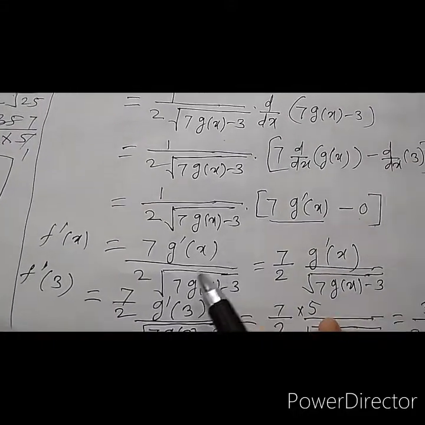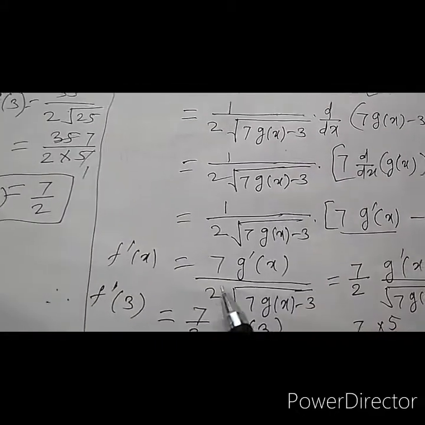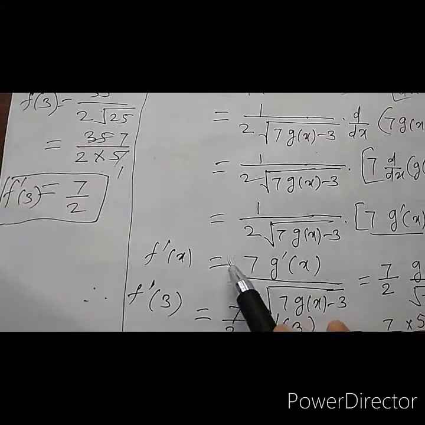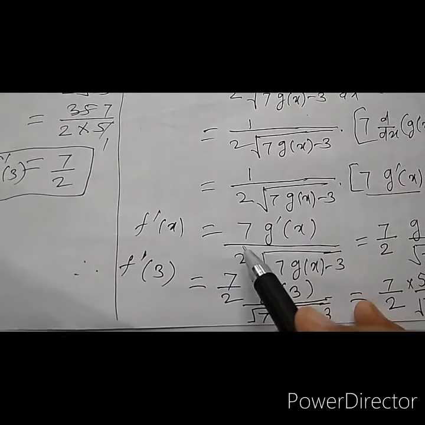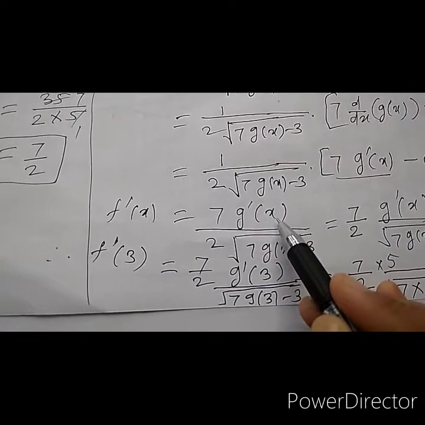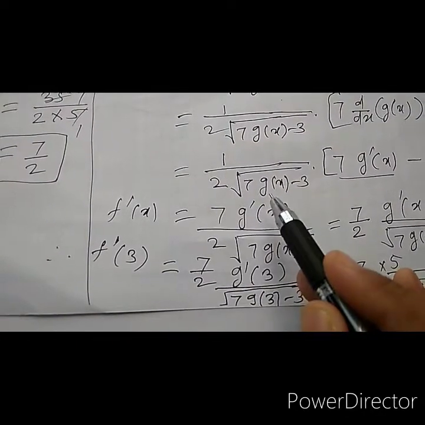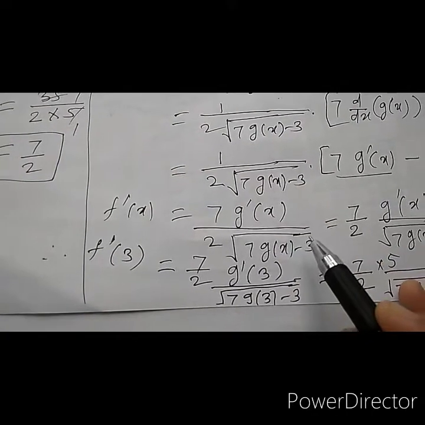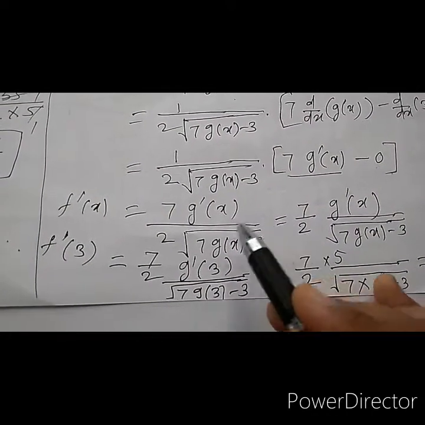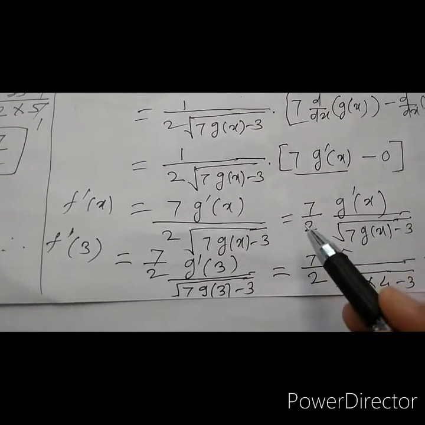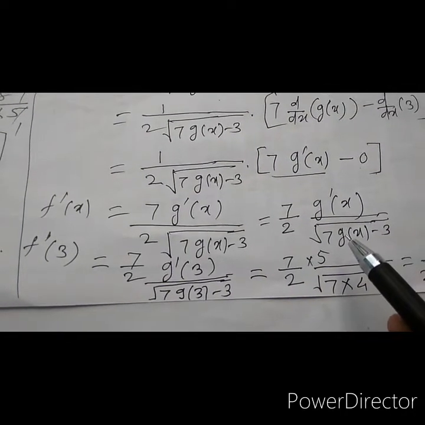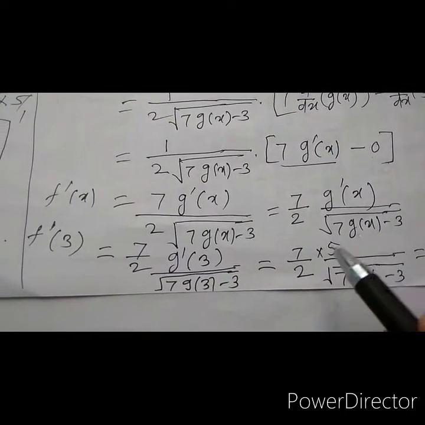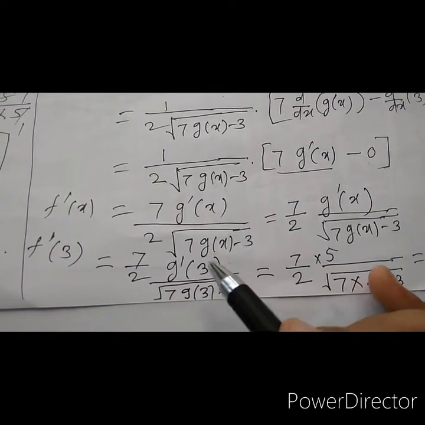Now the next term, 1 into 7, that is 7 g dash of x upon 2 root 7 g of x minus 3. That is 7 upon 2, that is, 7 upon 2 g dash of x in root 7 g of x minus 3. 7 upon 2 as it is.